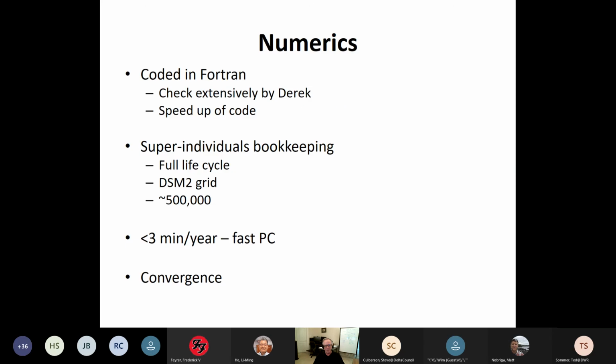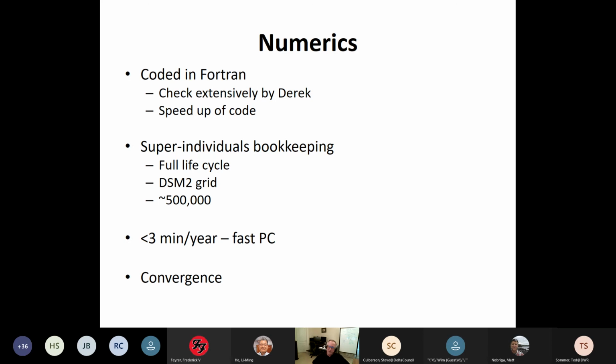It's fun to watch. So what are the numerics here? It's coded in Fortran, and the code's been checked extensively by myself and by Derek, which is great. And Derek, in his revisions and corrections, got the code to speed up quite a bit. So we do super individuals. We do about 500,000 because that gives us convergence for most cases.